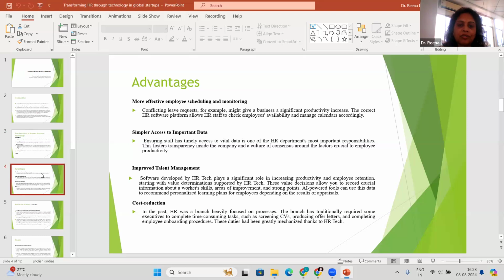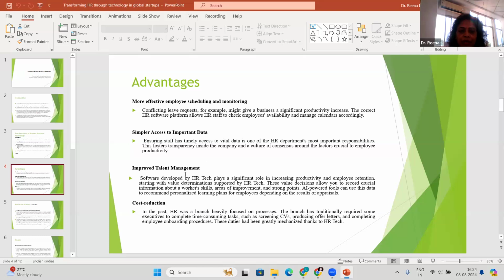The correct HR software platform allows HR staff to check employees' availability so that people don't go again and again for any kind of leave or any kind of request like this, so that we can keep track of that. Now, simpler access to important data through HR technology: giving staff timely access to vital data is one of the HR department's most important responsibilities. So there is transparency between the company and the staff, and the staff knows exactly what is happening in the company.